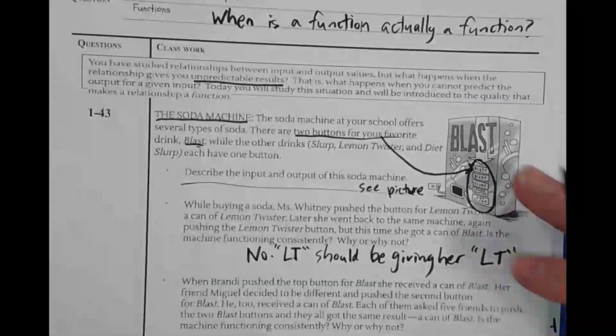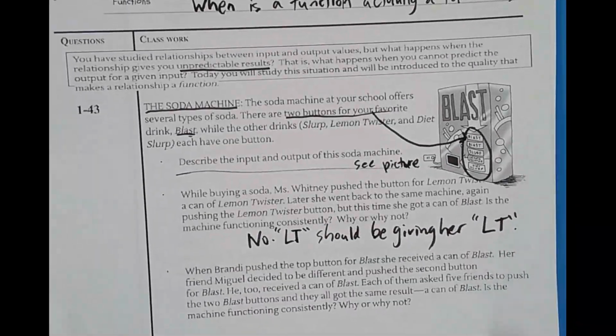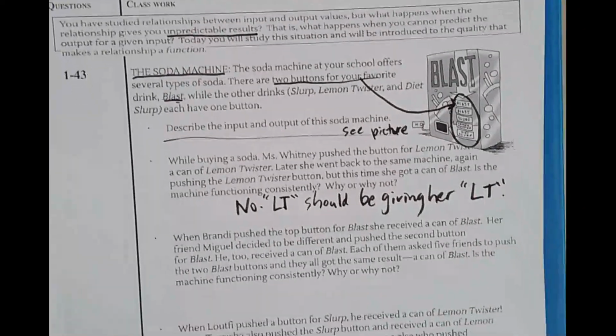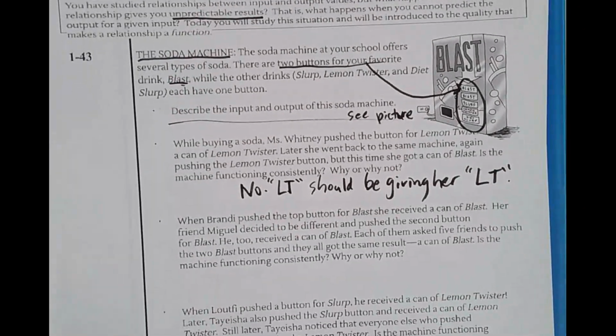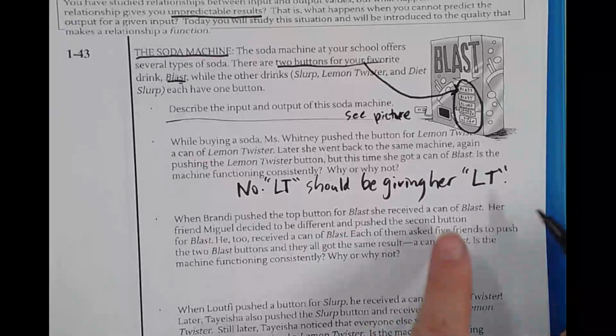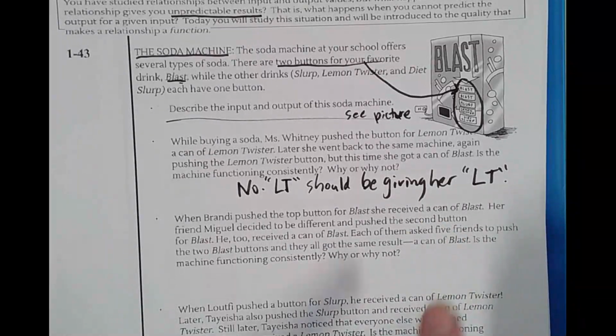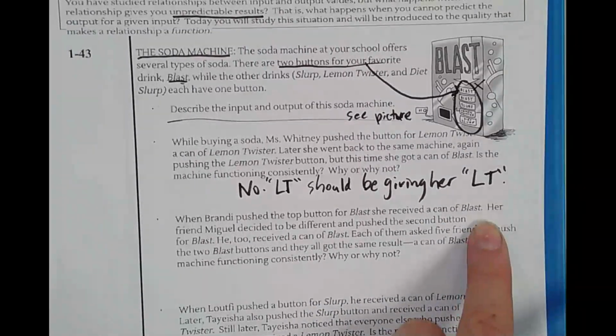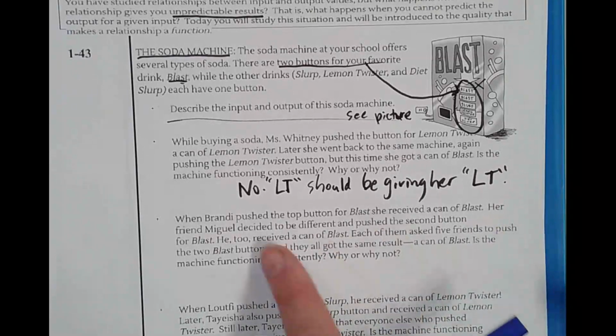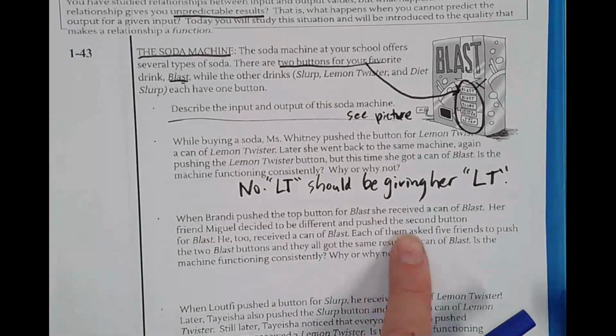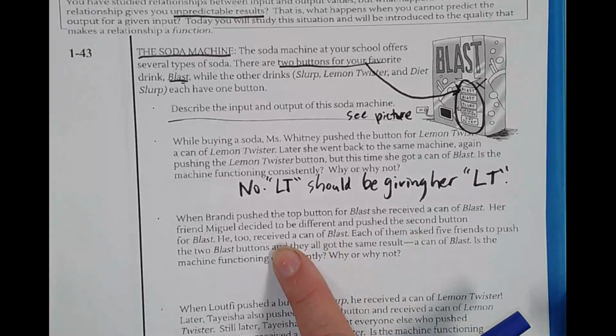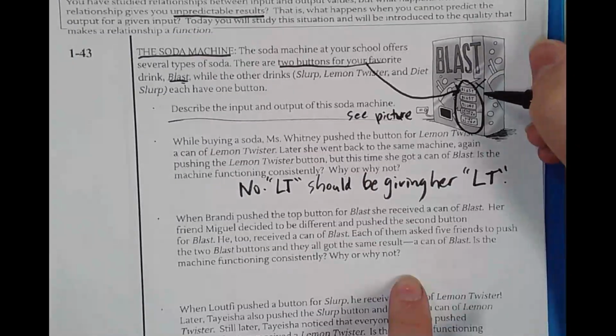Oh, thank you. There it is. All right, next one. When Brandy pushed the top button for blast, she received a can of blast. Right up there. Her friend Miguel decided to be different and pushed the second button for blast. Right there.